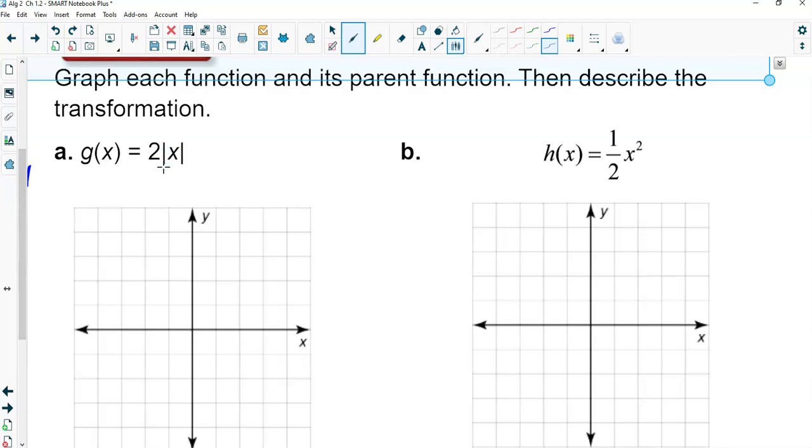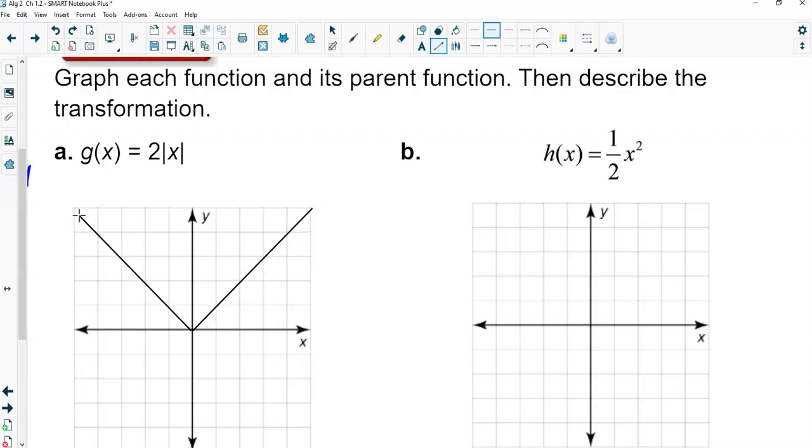Here is an absolute value function. The parent function would look like this. Remember, it goes corner to corner. That's your parent function. Now, this one is 2 times the absolute value of x. So if x is 0, then the absolute value of 0 is 0, times 2 is still 0. So I'm just going to plot the point. Let me get my pen. I plot a point at (0, 0).